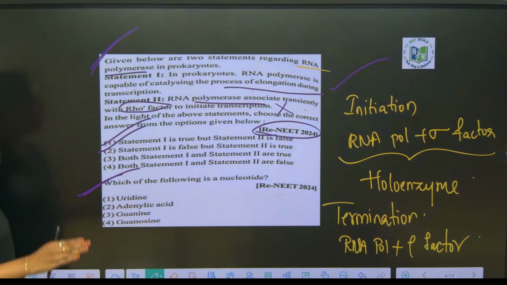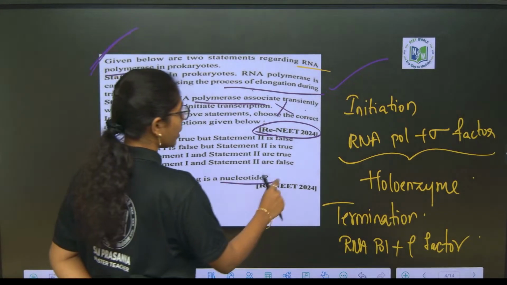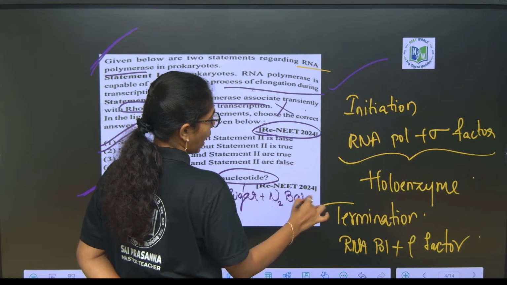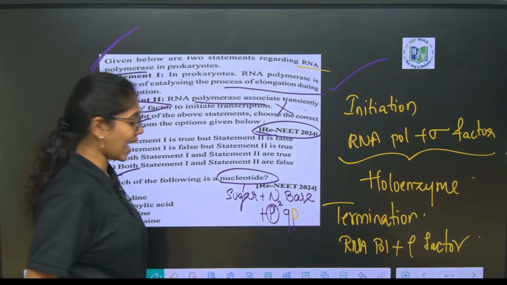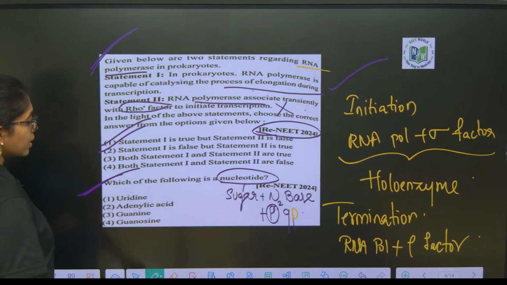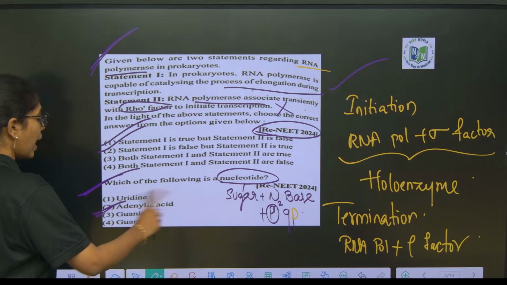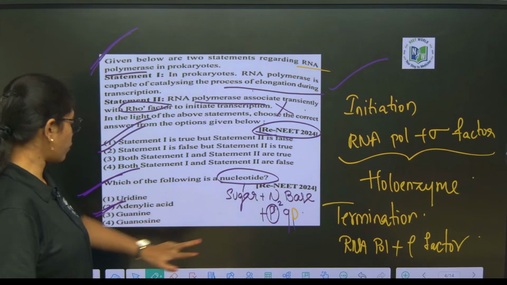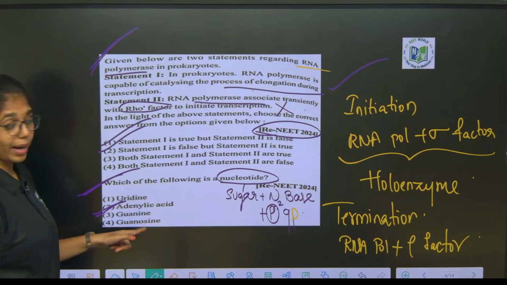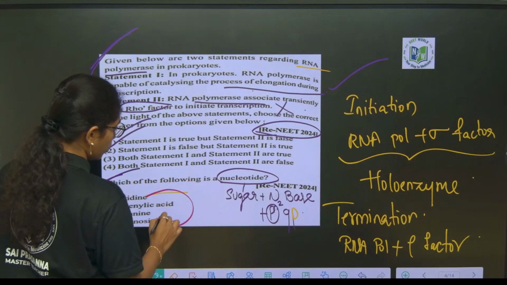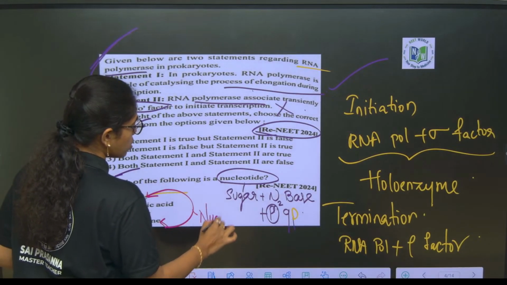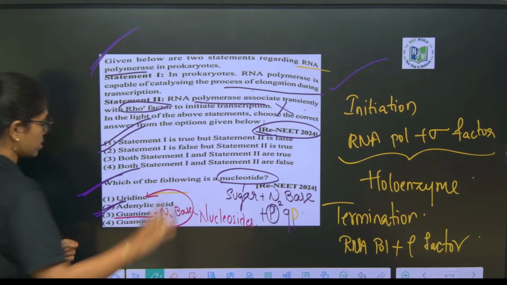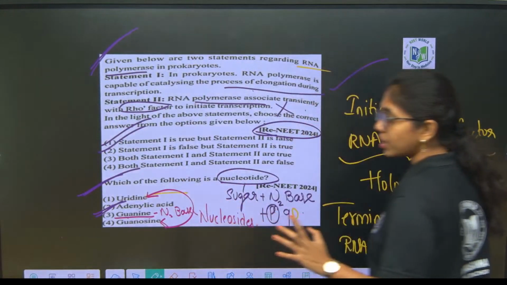This question: which of the following is a nucleotide? A nucleotide is the component which has sugar, nitrogen base and phosphate group or phosphoric acid. Amongst these 4 options, the nucleotide will be adenylic acid, which has ribose sugar and the adenine group with phosphoric acid or phosphate group. Uridine and guanosine, these 2 are nucleosides. Guanine is a nitrogen base. Clear, right? So what is the nucleotide? Option 2 is the right answer, that is adenylic acid.